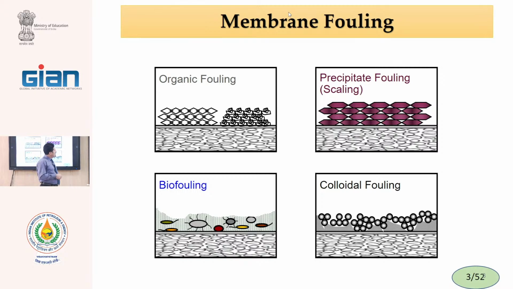The second type of fouling is biofouling. Biofouling means the reason for fouling is the bacteria, viruses, and living microorganisms. The third one is organic fouling, where the foulants are organic matters, such as dyes in textile wastewater, natural organic matter, humic acid in seawater and rivers, and proteins in milk filtration, and others.